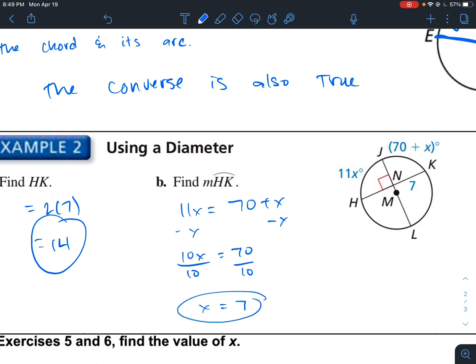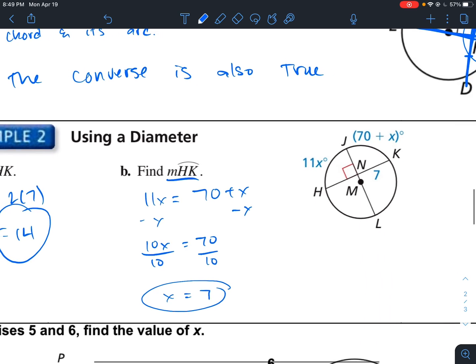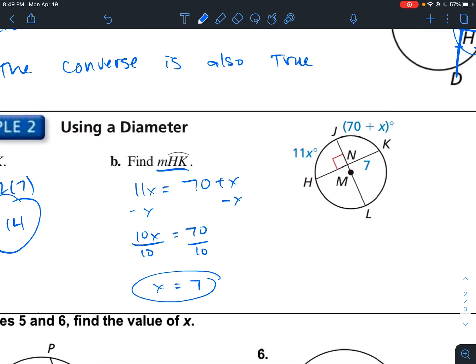So that's the measure of x, though. It's not the measure of the arc HK. So we'll plug 7 in here. So if we plug 7 in here, this would be 77 degrees, right? Now we already know that this one also has to be 77 because it's congruent to this. So if we want to find the measure of this entire arc, we have to multiply this by 2. So 77 times 2 is equal to 154. So that is the length of the arc HK.